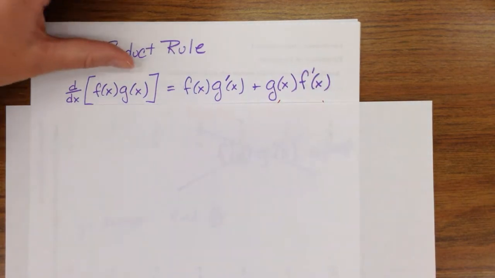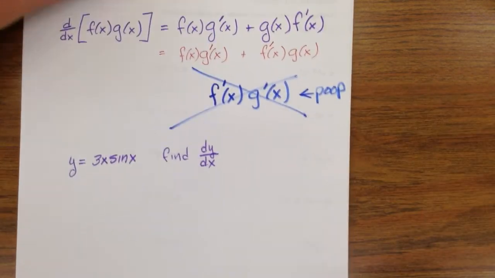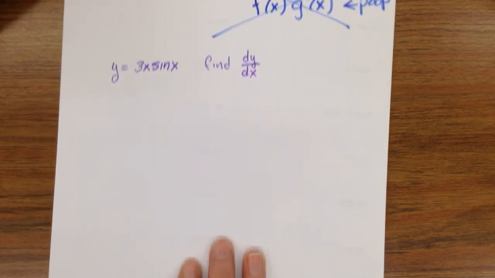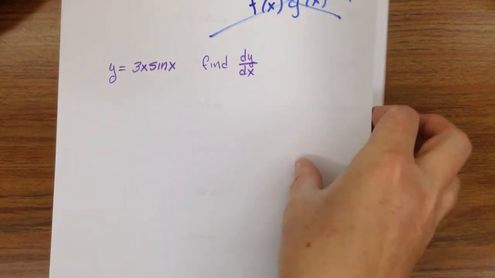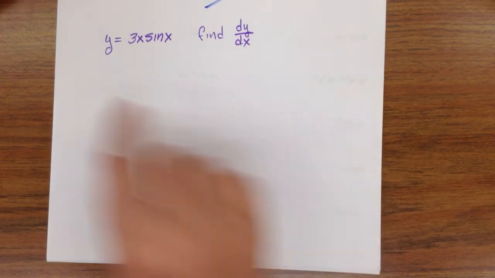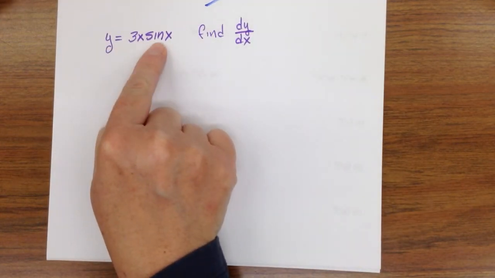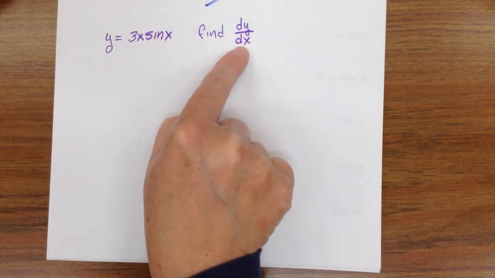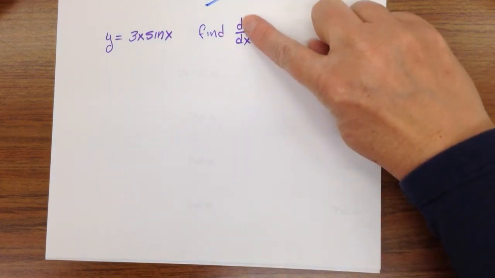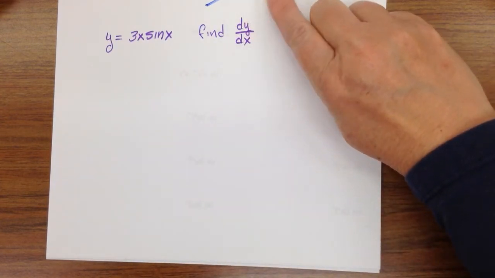So let's use it. Let's do an example. Let's see how this works out. All right, so here, get the wrong rule off the paper. We have y equals 3x sine x. Asked to find the derivative. Notice your notation, d dx is the derivative of, and there's the y.